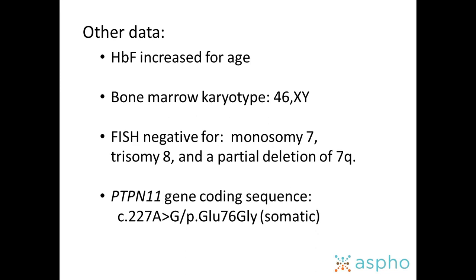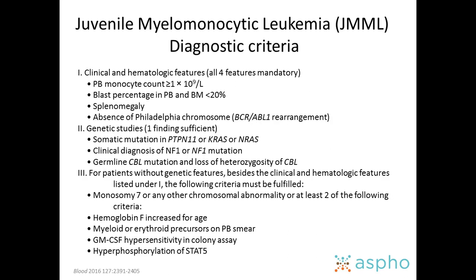gene testing revealed that he actually had a somatic mutation at position 227 of the cDNA in the PTPN11 protein tyrosine phosphatase, entirely typical of one of the RAS mutations that's somatically present in patients with JMML. I know that you reviewed the criteria for JMML earlier today, so I won't go over them here, but just to make the point that in the age of mutation analysis, and particularly somatic mutation analysis, most patients with JMML will be discovered to have somatic mutations in the RAS pathway.